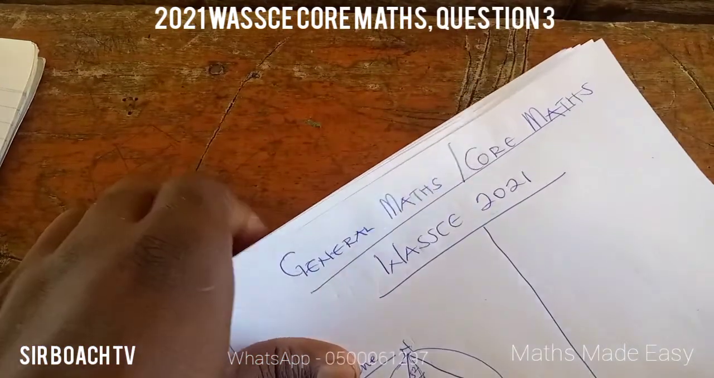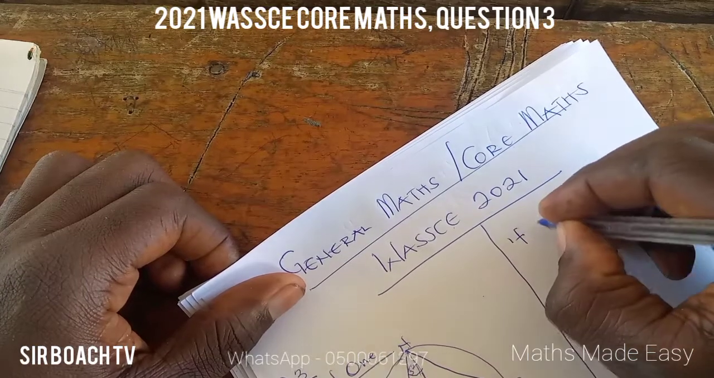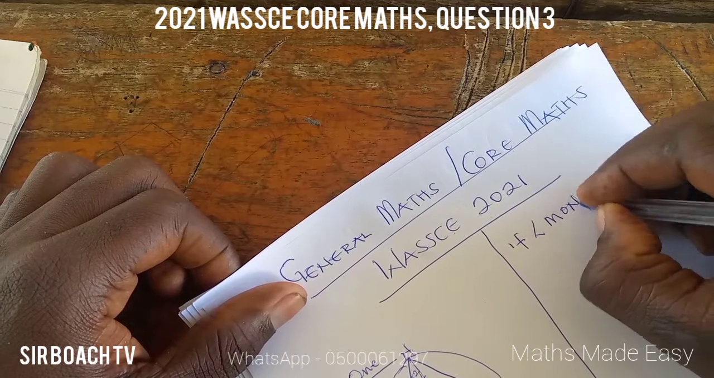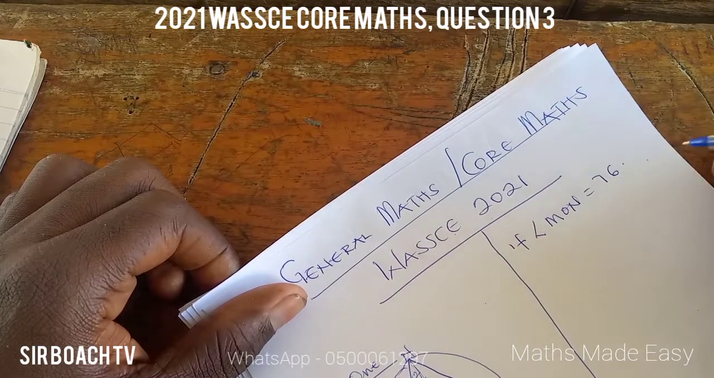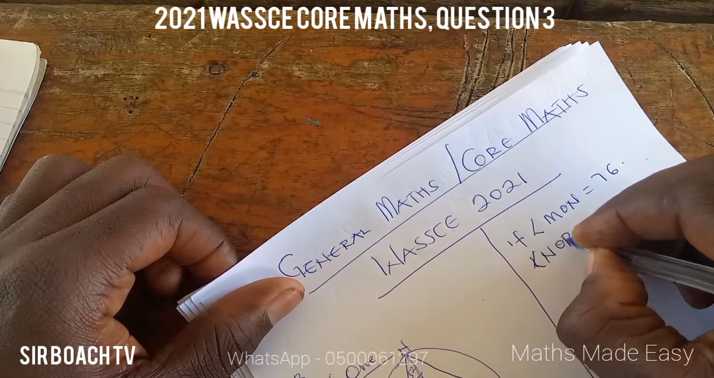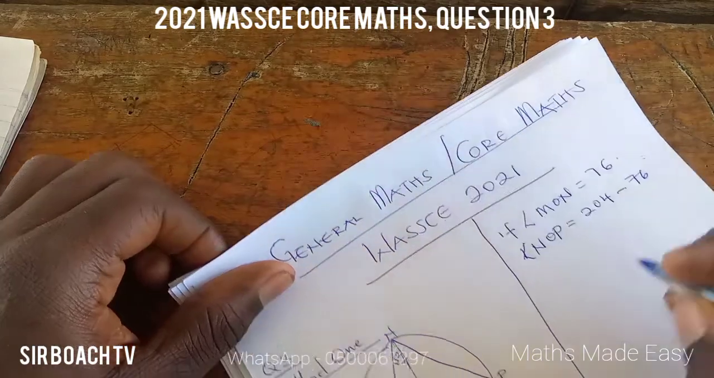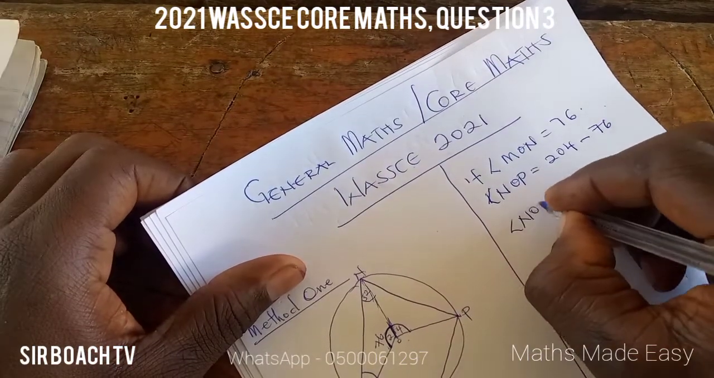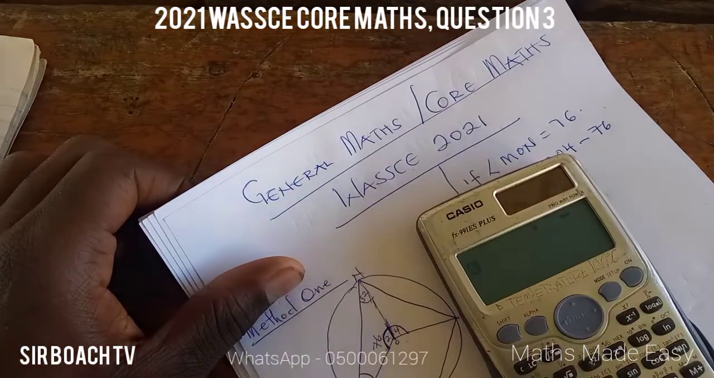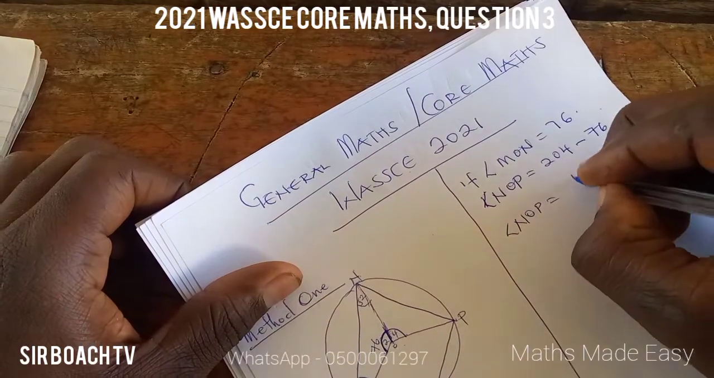So we'll continue by saying that if angle MON equals 76, then angle NOP will be equal to 204 minus 76. Then angle NOP will be equal to, 204 minus 76 gives me 128.